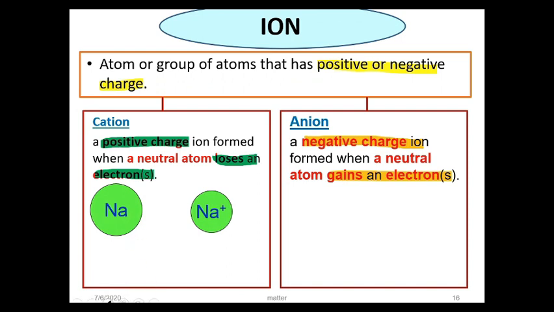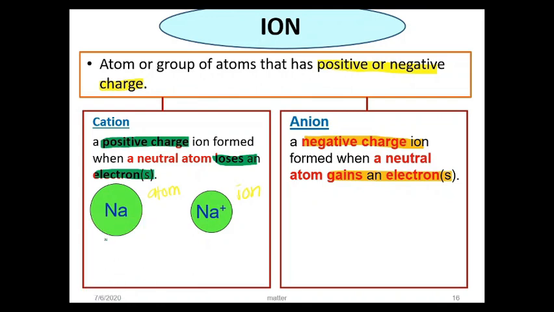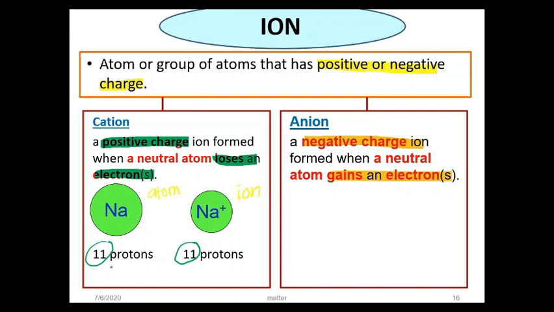What is the difference between a sodium atom and a sodium ion? First, look at the number of protons. Both the atom and the ion have the same number of protons, which is 11. But what about the number of electrons?